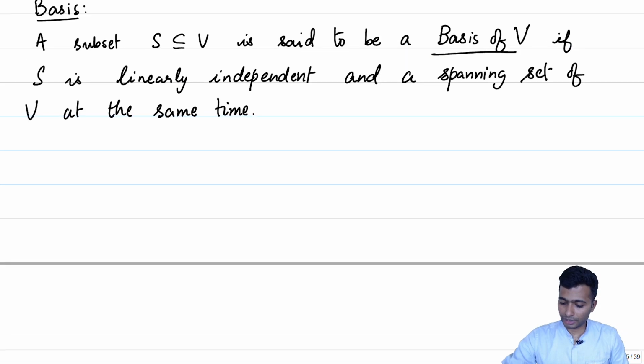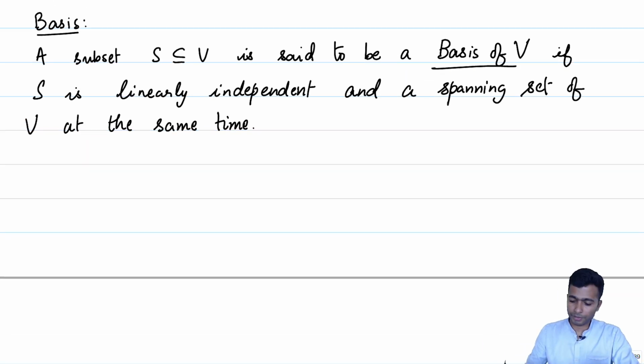Notice immediately that a theorem from our previous video tells us that if you throw out even one vector from a basis, then the span will be a strictly smaller set, and therefore it cannot maintain the spanning property. So, a basis in some sense captures the minimum number of vectors which is needed to span our given vector space. Let us look at a couple of examples.